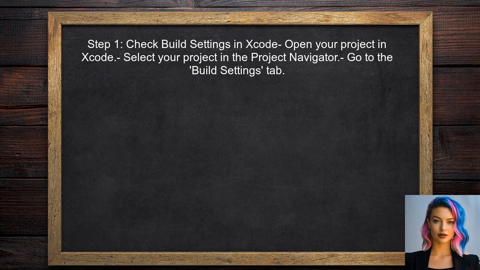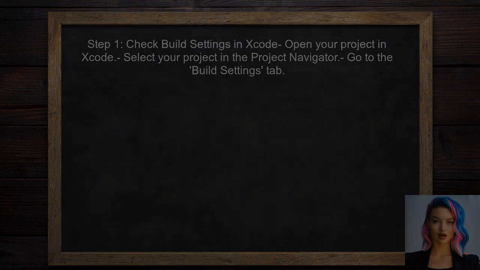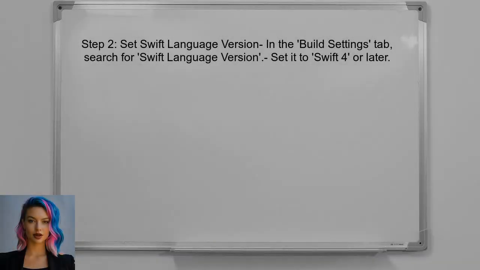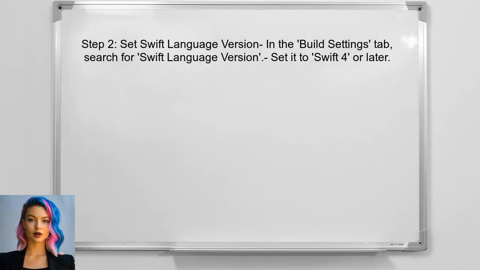To address the warning about deprecated Swift 3 @objc inference, the user should first check their project's build settings in Xcode. This is where they can find the relevant options to disable the deprecated inference. Next, the user should search for the Swift language version setting. They need to ensure that it is set to Swift 4 or later. This will help eliminate the use of deprecated features.